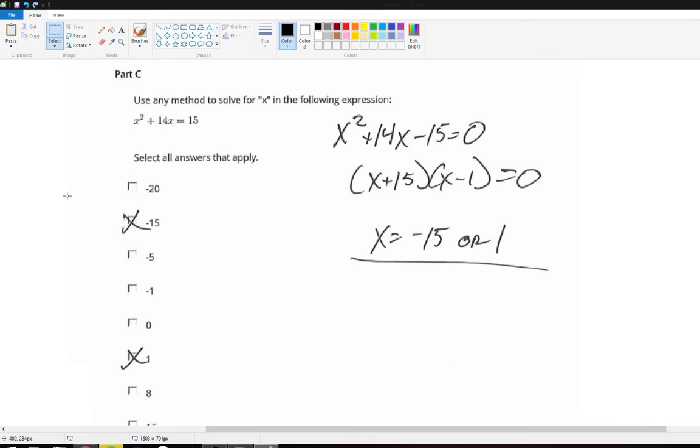Alright, part C, question 4. Use any method to solve for x in the following expression. x squared plus 14x is equal to 15. Your boy is a genius after all, so he just pops this on out of here, like it shows. You get rid of this 15, making it a full quadratic equation.